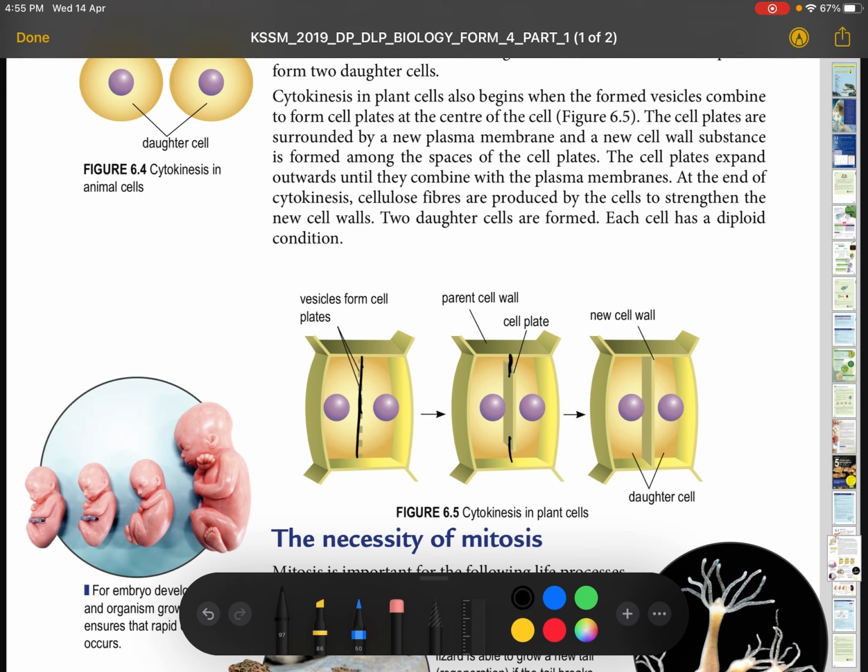And then after that, it expands outwards until it combines with the plasma membrane. The plasma membrane is basically the outside of the cell, so it will expand until it attaches to the whole cell. And then at the end of cytokinesis, cellulose fibers are produced by the cells to strengthen the new cell walls. Two daughter cells are formed. Each cell has a diploid condition.